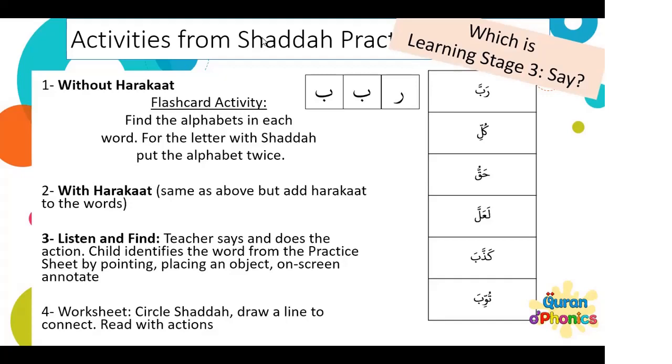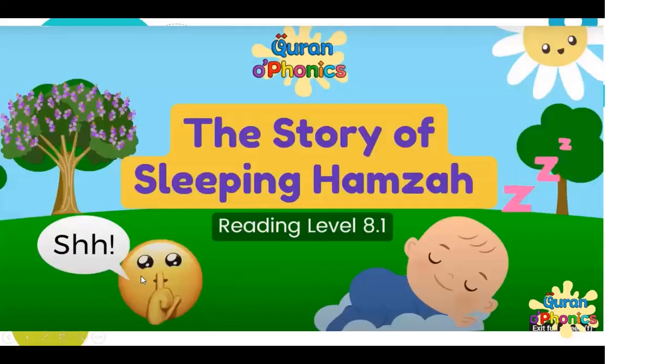So yes, exactly. 4 is where the child is ready to read, and before they read, we tell them to identify and look carefully, use it as a worksheet, and then read it. So when they're reading, we ask them to do it with actions. The reading stage, the pronunciation stage, the recitation stage, that is stage 3, which is the say stage. Perfect. Alhamdulillah. Okay, moving on.